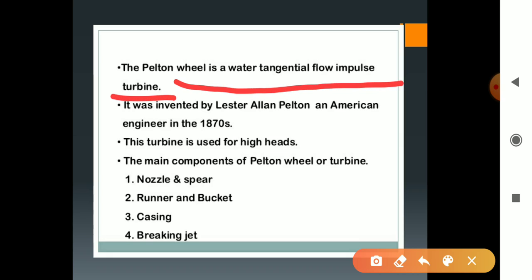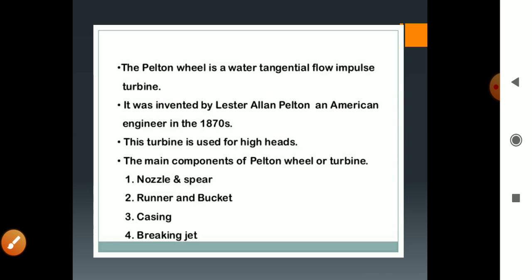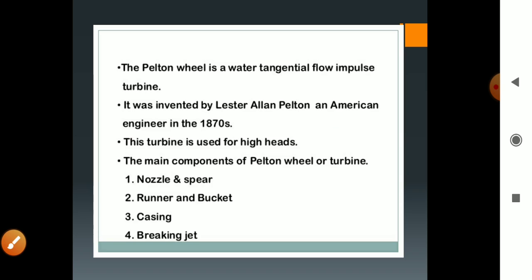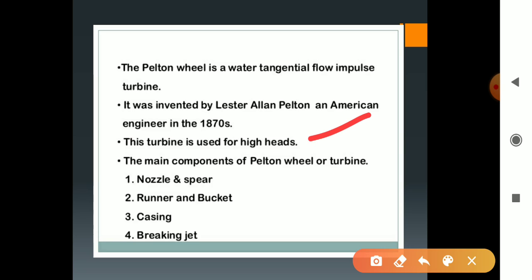The flow is known as tangential flow, and the velocity at the inlet and outlet is the same. It was invented by Lester Pelton, an American engineer, in 1870. This turbine is used for high head.